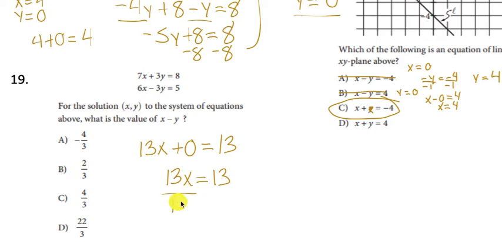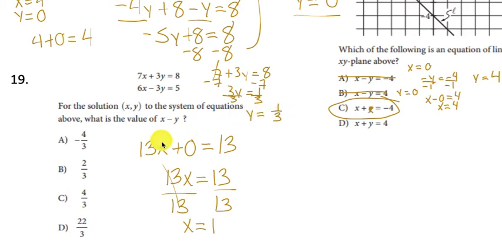And then we're going to divide each side by 13. And we'll get that x equals 1. We can plug this back into the equation on top. 7 times 1 is 7, plus 3y equals 8. We subtract 7 on each side, and we'll get 3y equals 1. And then to get y by itself, we divide each side by 3. And we'll get that y equals 1 over 3.